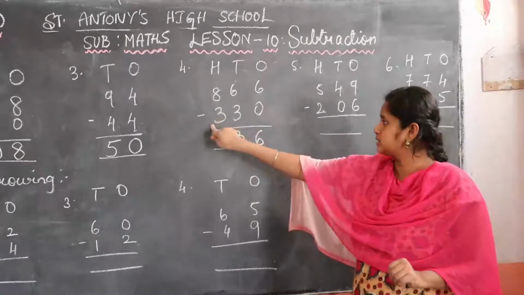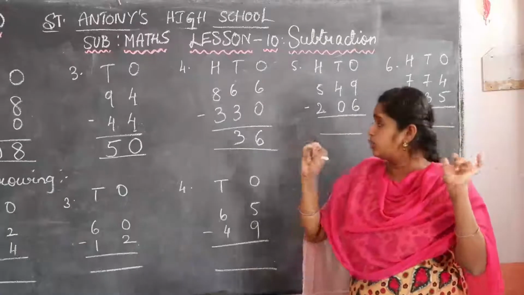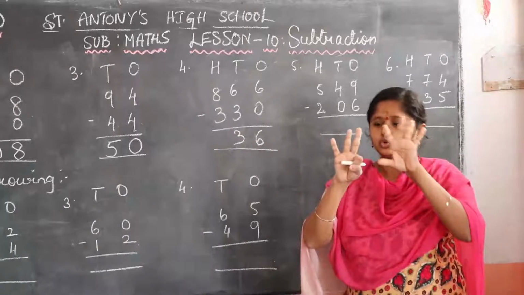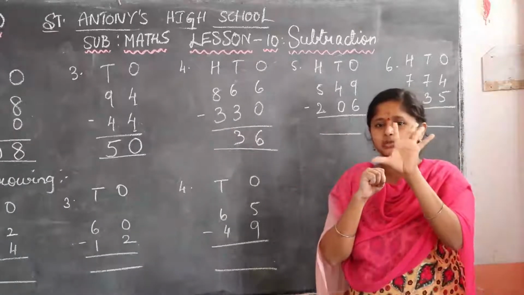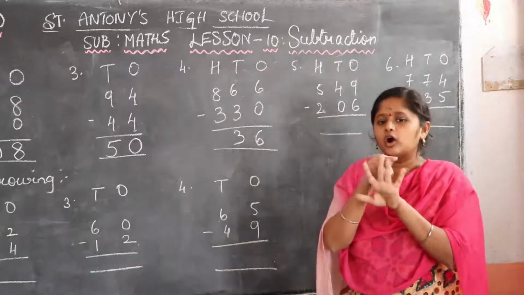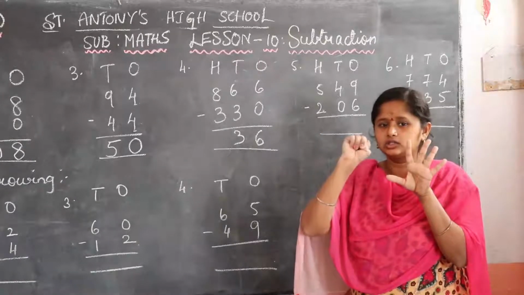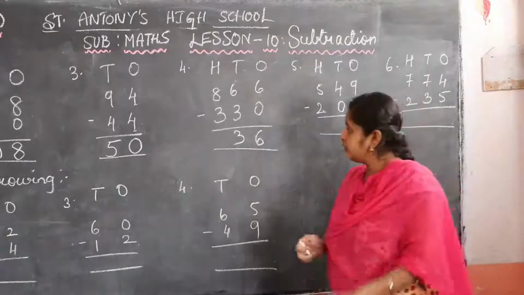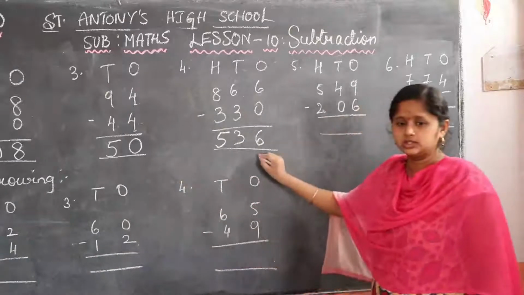Next, 8 minus 3. So 8. Take 8 fingers. So how much, children, do you have to cancel? 3. So 1, 2, 3. So you have cancelled 3. So how much is the balance? 1, 2, 3, 4, 5. How much is left over out of 8? We have cancelled 3. So how much is left, children? 5 is left. Okay, so we got the answer.